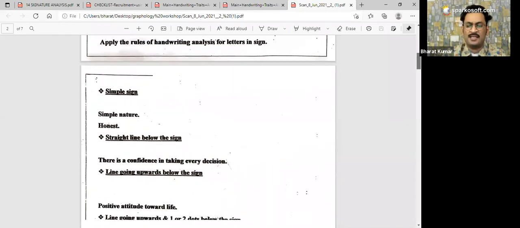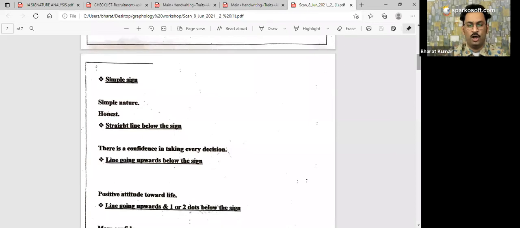If you have a single straight line below your signature, when you have a single line just below the signature, it tells about your confidence. Now check in your signature. How many of you have a simple line? Don't make any change. Just observe your signature and find out how many of you have a simple and straight line under signature, and say yes in the chat box in Zoom, not on WhatsApp. Here in Zoom, say yes.